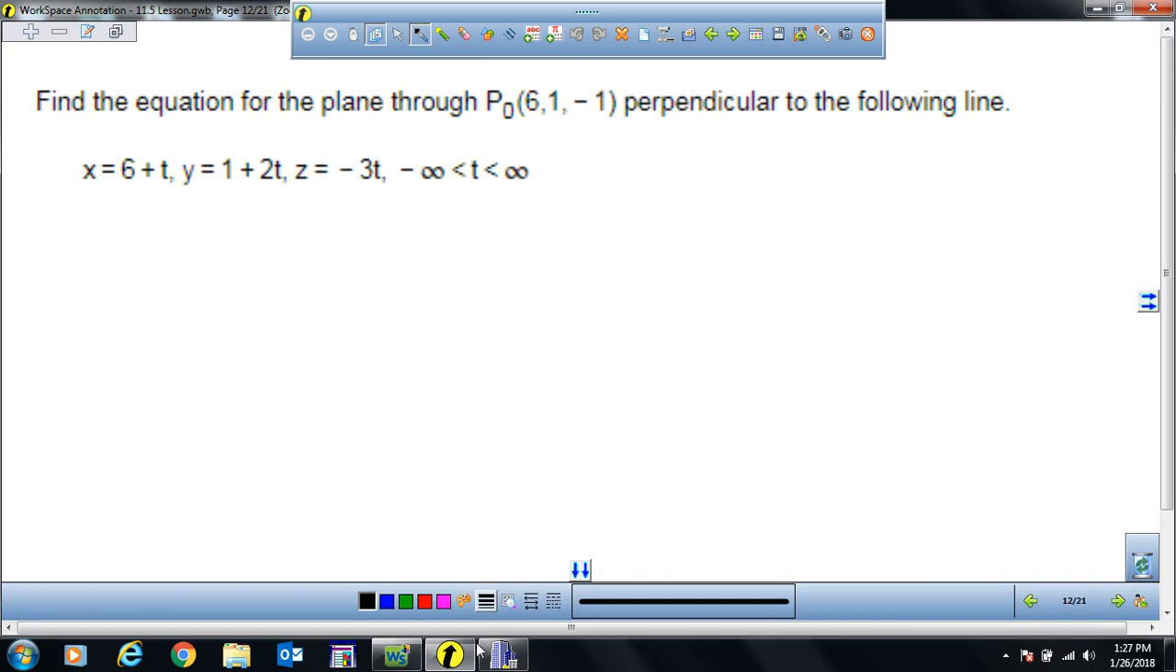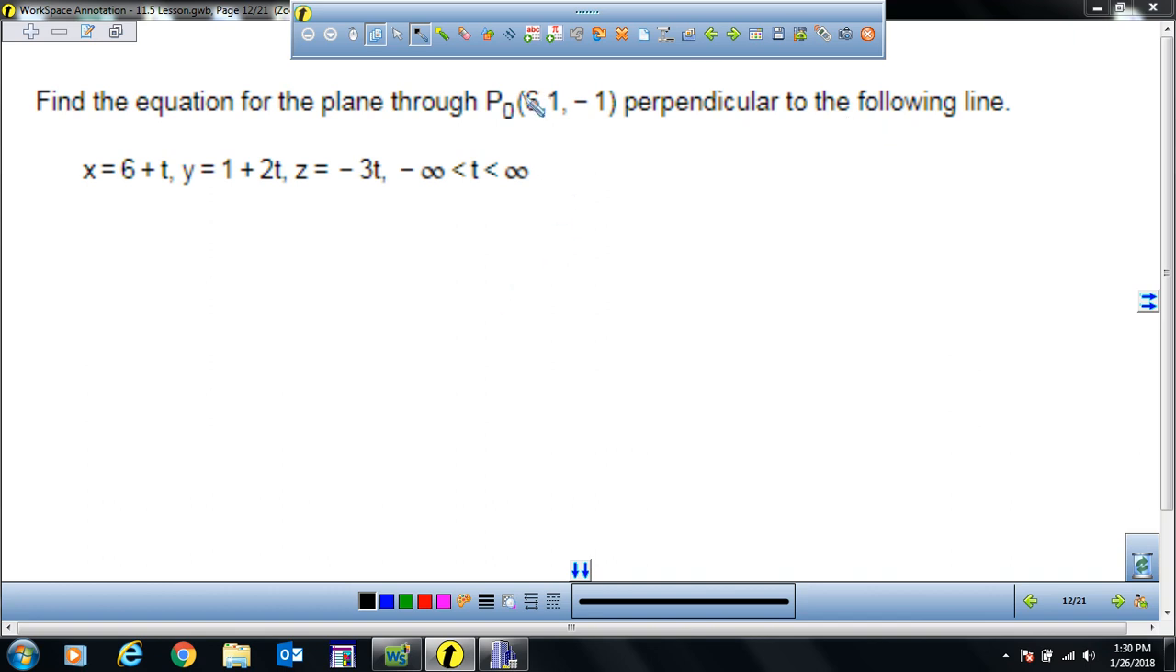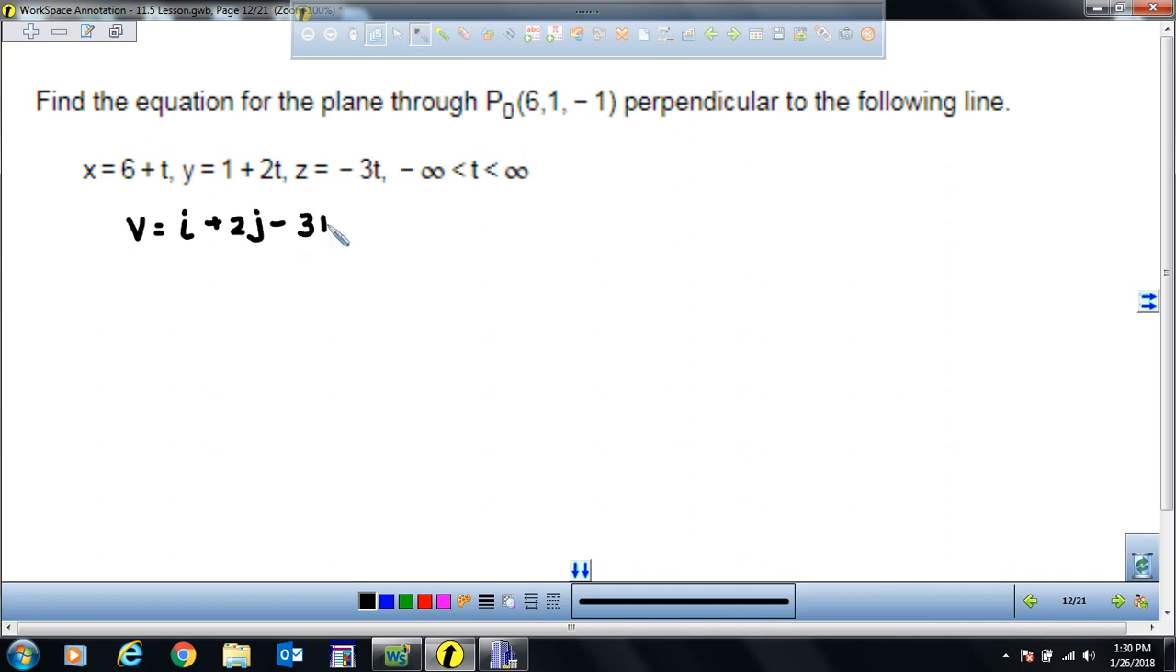Alrighty, let's go ahead and begin with this one. For this question, let's keep one thing in mind: from these parametric equations we can get a vector from the components of the parameter t. So that vector, I'm just going to call it vector v for now, is going to be 1i plus 2j minus 3k. What do we know about that vector in relation to this line? It's parallel to the line.